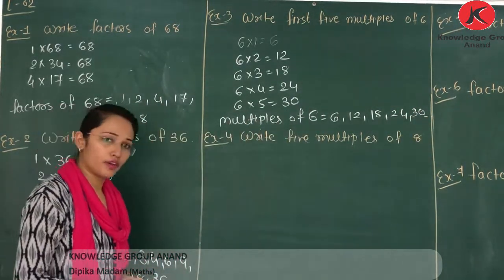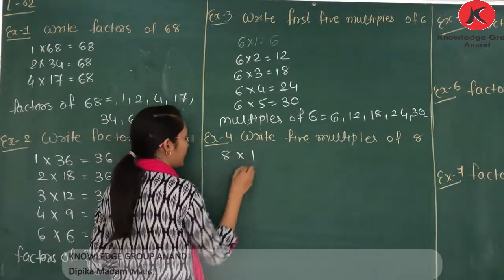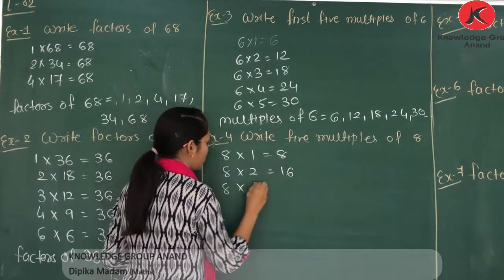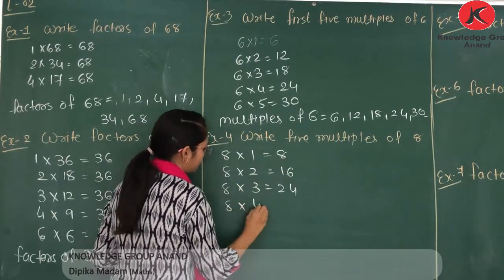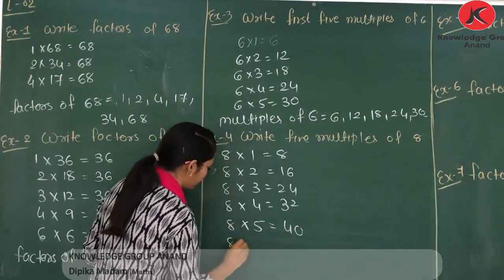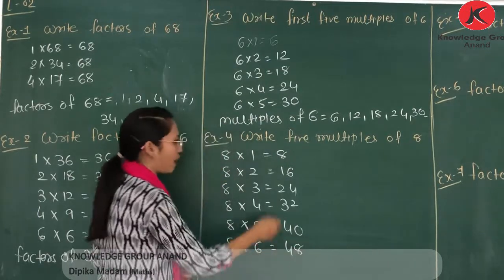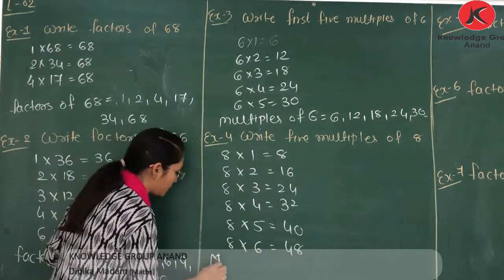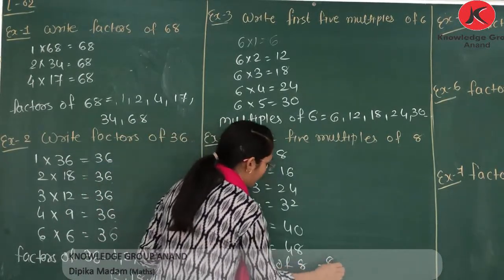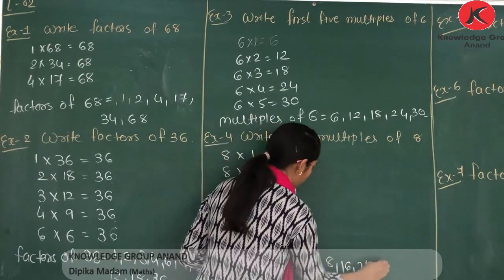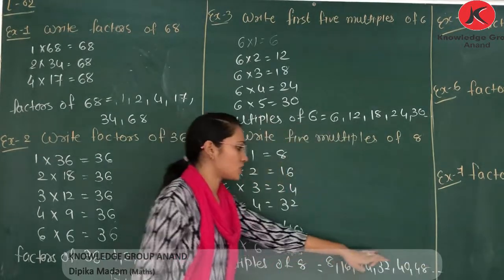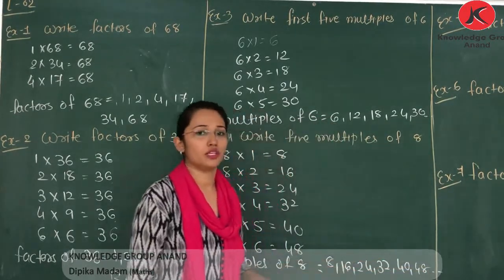Write 5 multiples of 8. Same as the previous method. 8 1s are 8, 8 2s are 16, 8 3s are 24, 8 5s are 40. So these are the 5 multiples of 8. So we can write multiples of 8: 8, 16, 24, 32, 40 and so on. The dashes mean we can find more multiples of the given number.